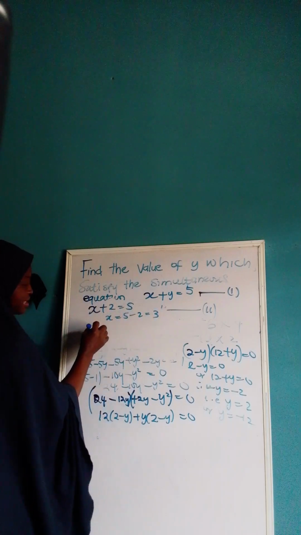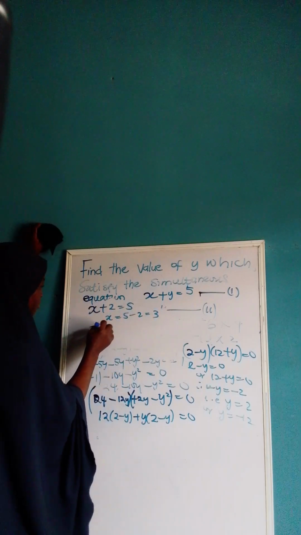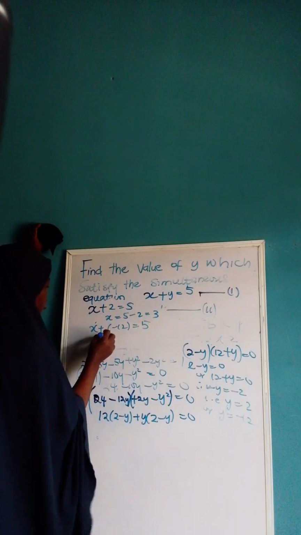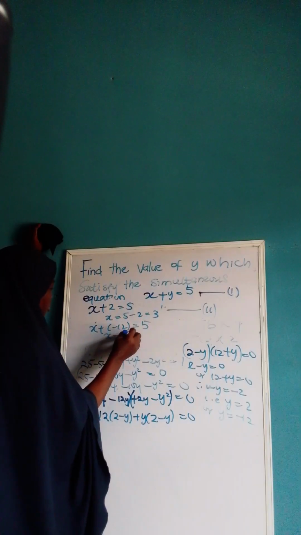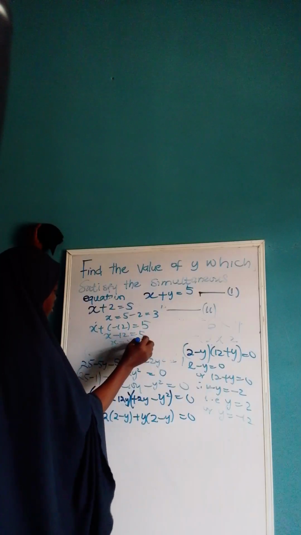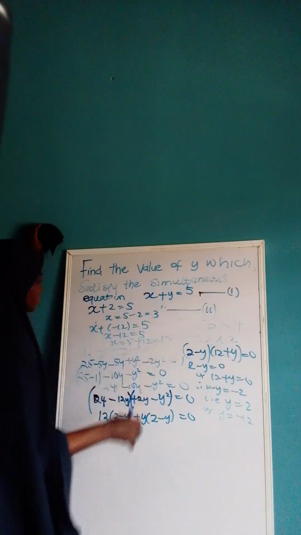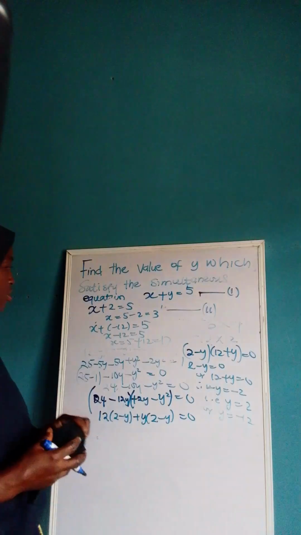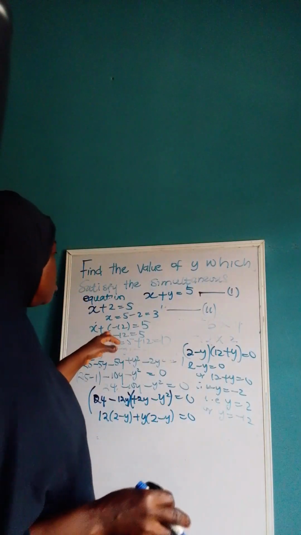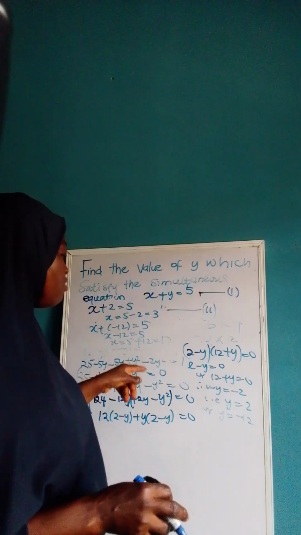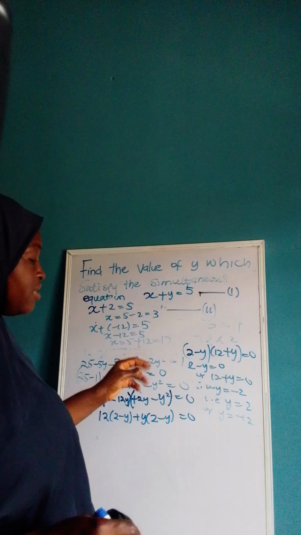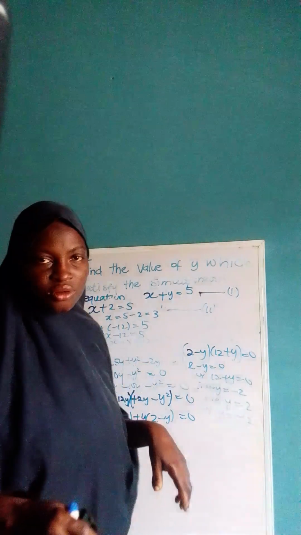Similarly, x plus minus 12 equals 5. It's going to be x minus 12 equals 5, and x is going to be 5 plus 12, which equals 17. So the value of x is 17 or 3, while the value of y is 2 or minus 12.